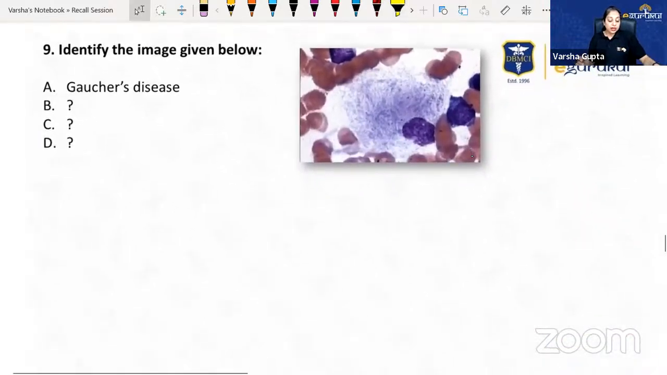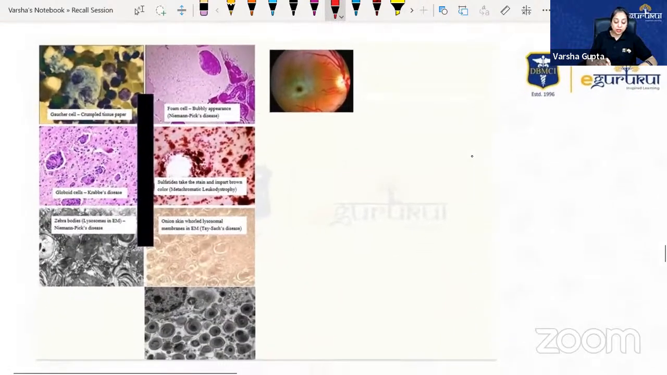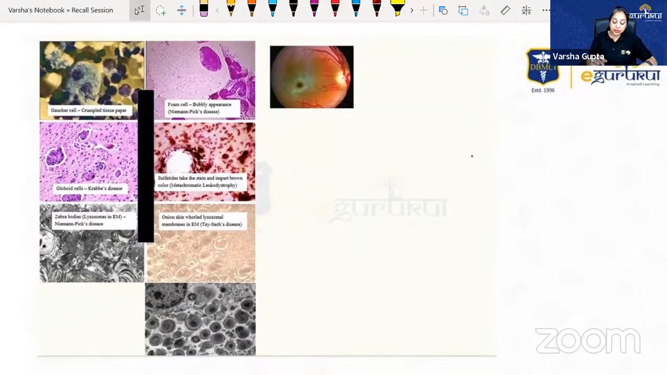Another question, number 9, very simple again. What do you see here? Crumpled tissue paper appearance, right? And we have gone through all these images in the class, right? A cherry red spot is seen in all kinds of sphingolipidoses you come across, so just don't rely on that.